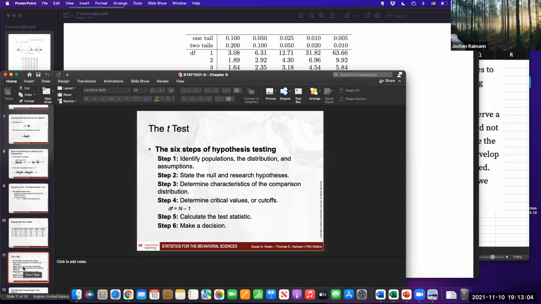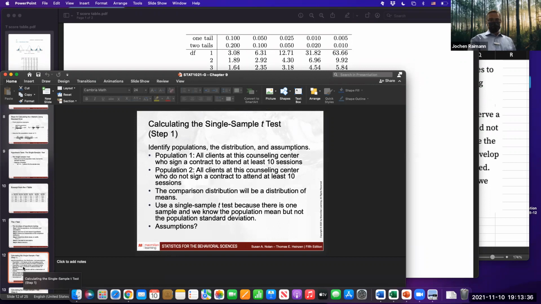Then you determine the characteristics of the comparison distribution. You determine the critical values with degrees of freedom of n-1. That's 4 in our case, right? So the 2.78, that was our critical threshold. Then we calculate the test statistic, which we did. 1.06 is our t-score, and we make a decision, and we express our conclusion. Okay? Easy, and really super valuable.